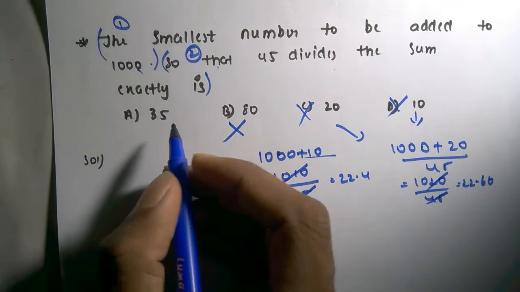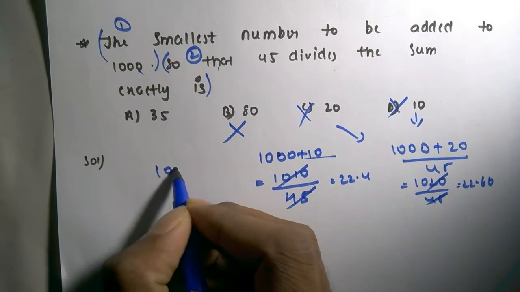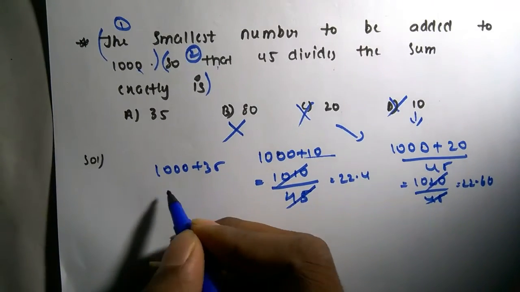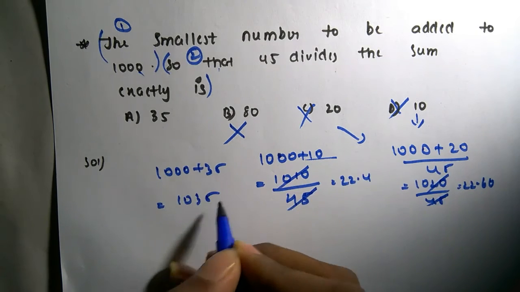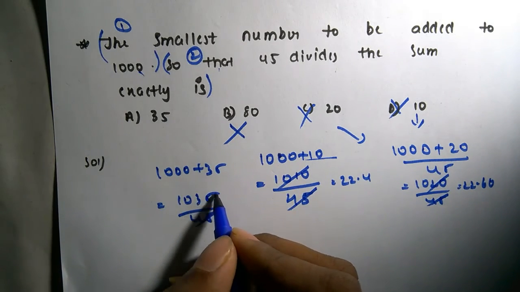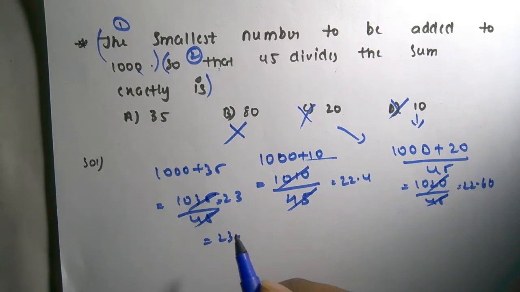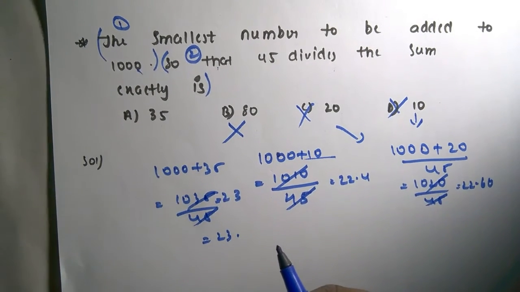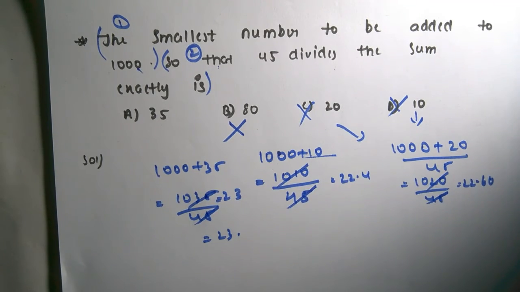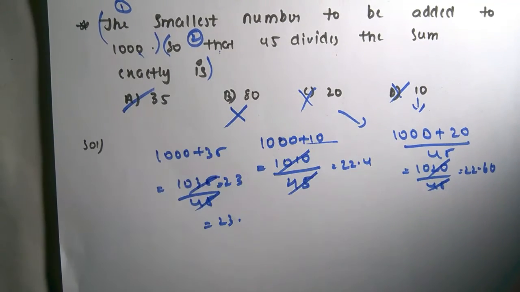Okay. And 35, 1000 plus 35. Okay. So 1035 by 45. So we are getting an exact number, guys. Okay. So the answer we are getting is 23. So we got exact divisibility. So option A is the correct answer, guys.